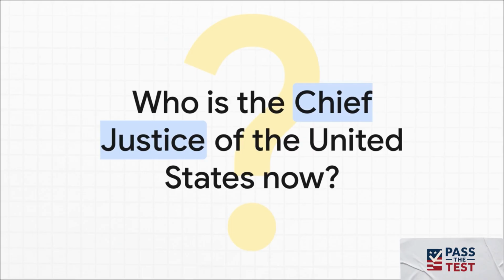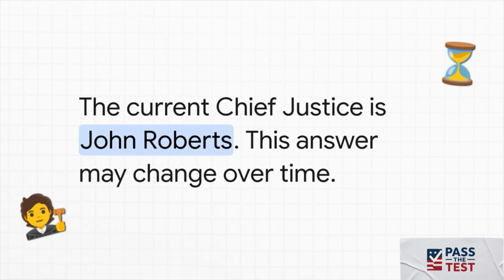And that brings us to our final question for this practice session. Who is the Chief Justice of the United States now? This person is the head of the entire judicial branch. According to our source, the current Chief Justice is John Roberts. And just like with the president, remember, this is a name that can change, so always make sure you know who the current Chief Justice is.